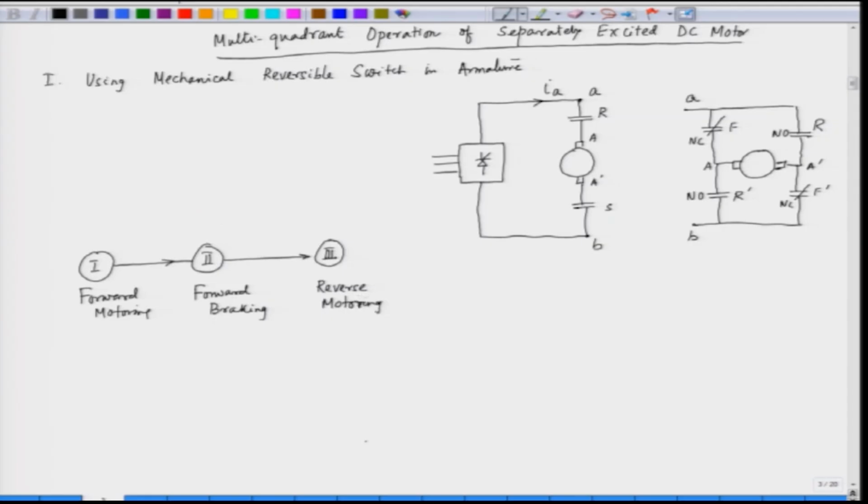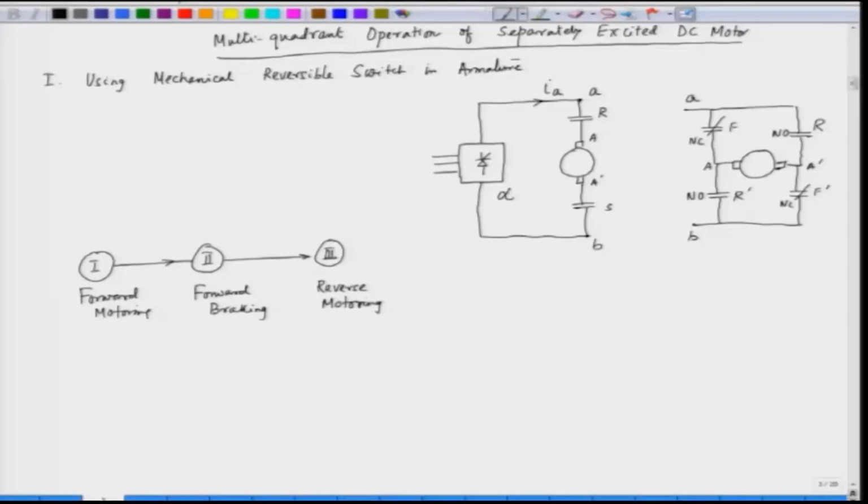Now, how can we go from step 1 to step 2 to step 3? When the motor is running in the forward direction and you want to reverse it, this cannot happen automatically by a single converter. So, we have to follow a few steps. First of all, we have to brake it, that is called forward braking. So, how can we brake it?